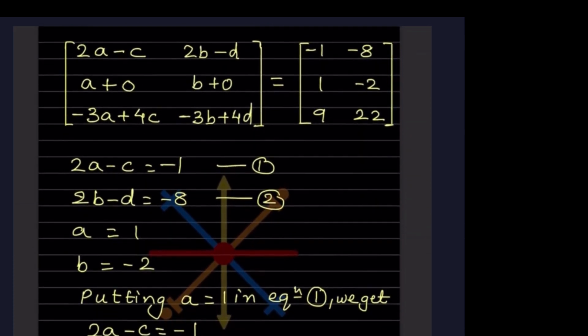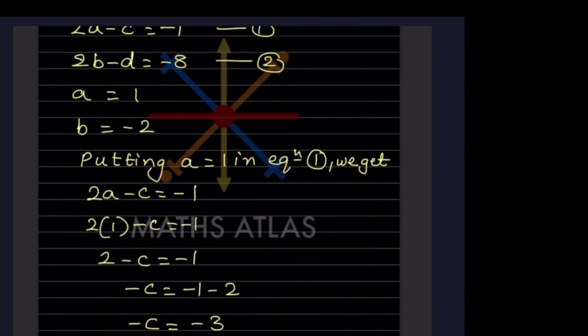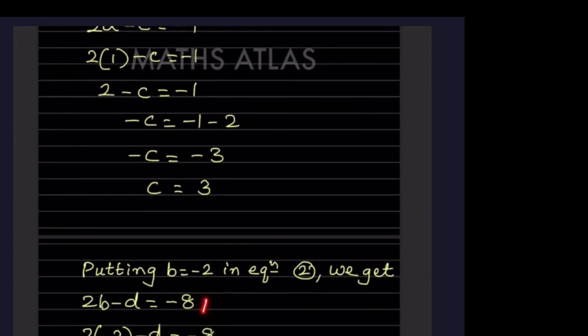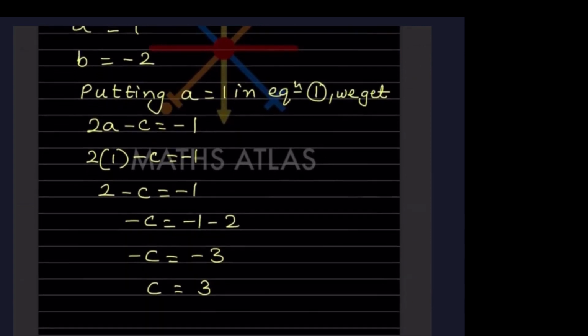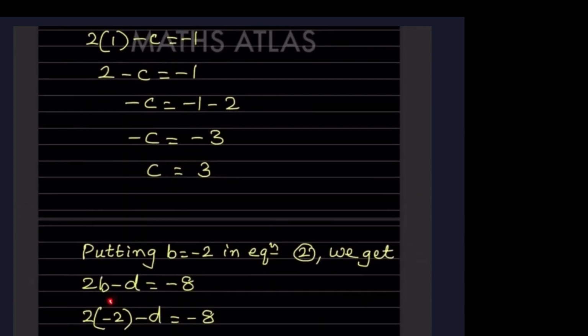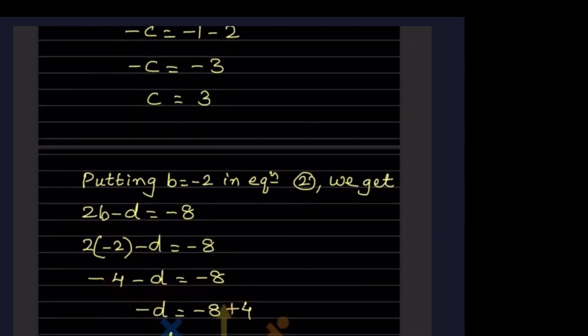Now let us see here. We got A, we got B, we got C, and we need D. Where can we see D? In the second equation, where we have B and D. We write this equation over here. I'm putting B is equal to -2 because we have this one, in place of B we will take -2. Rest all same. So here it will be -4. So minus D will be -8. This becomes +4. So minus D is -8 plus 4, that will be -4. So D is going to be 4.